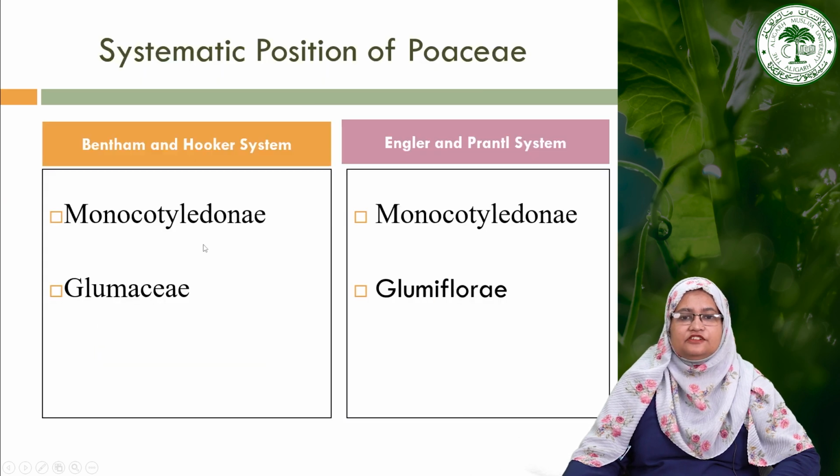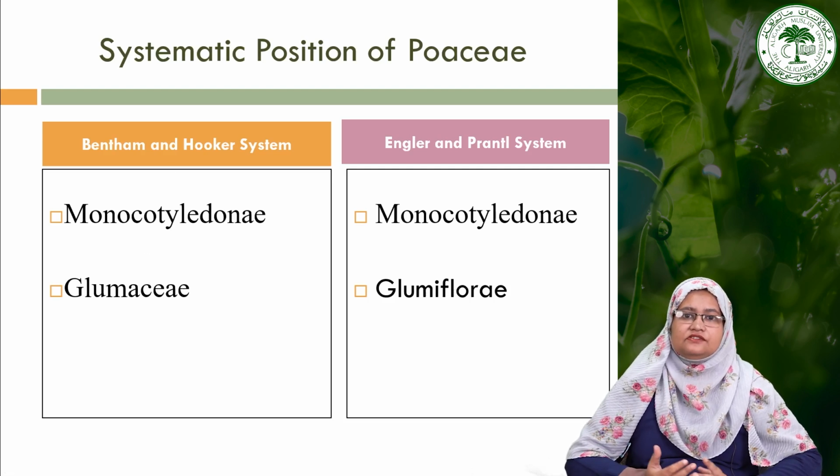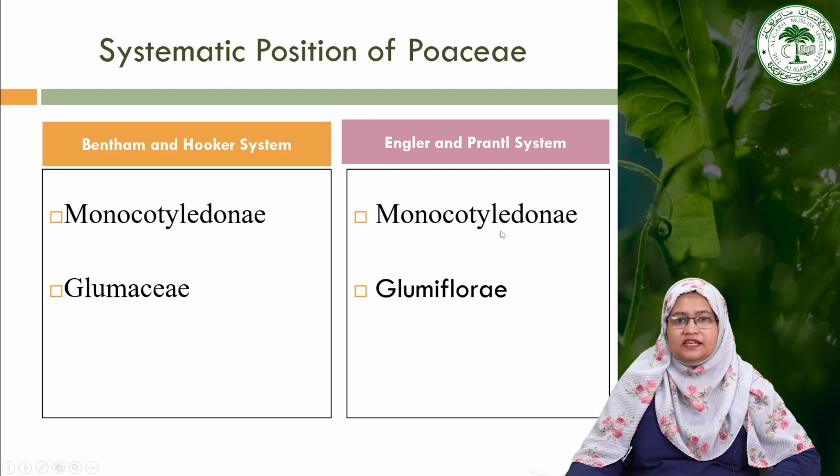If we compare the systematic position of the Poaceae family, as we have discussed, Bentham placed it in the Glumaceae, and it is the last family discussed in the Bentham system of classification, while in the Engler and Prantl system it is also placed in monocotyledons and the order is Glumiflorae.